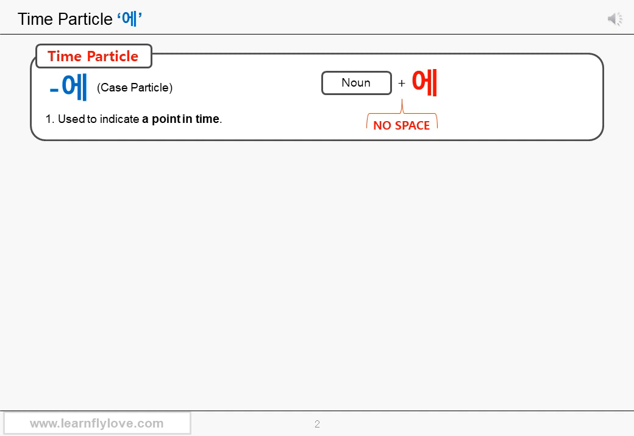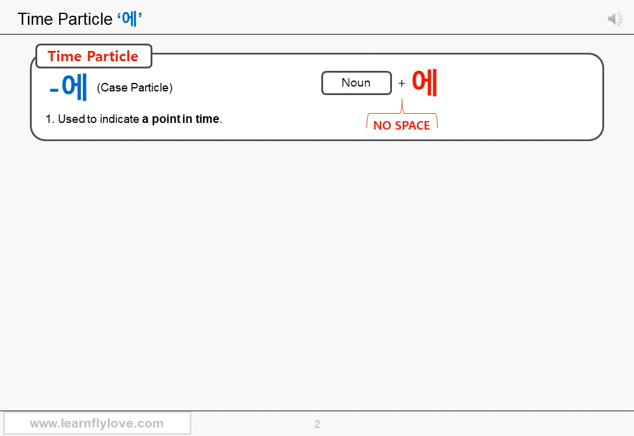If it is hard to understand the concept of a point in time, or if you don't think it makes sense, then you can just think that this particle 에 is added to a time-related noun. Time-related noun plus 에. So let's just call this particle time particle. Of course, there is no space between the noun and the particle 에.